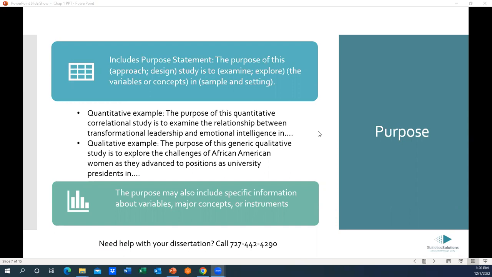But that's the construction of the purpose statement, and it should follow that recipe. After that comes the rest of the section. It's not a long section. It may also include information about your variables, your major concepts, or the instruments that you may be using.